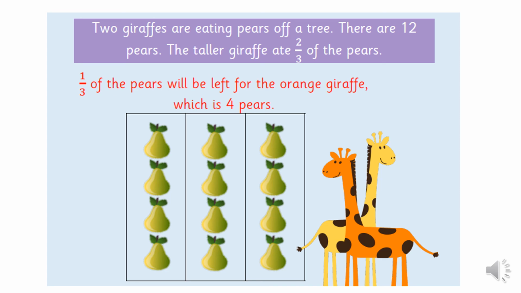So here we go. 1/3 of the pears will be left for the orange giraffe, the shorter one. So 12 is shared into 3 equal groups, and we know that there are 4 pears here. So 1/3 is 4. Now have a go at the worksheet for today.